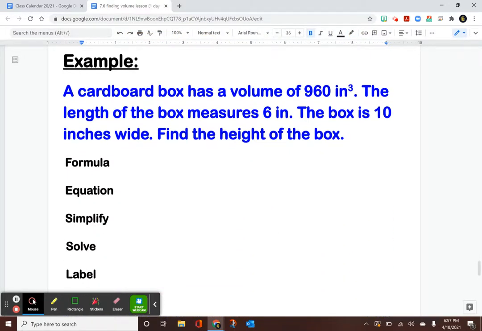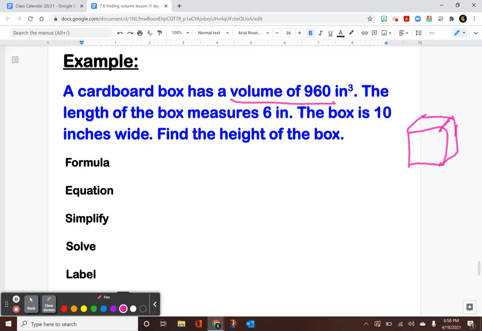Now, just because it's a story problem doesn't mean that anything changes. The process is still the same. I happen to have a cardboard box. If it helps to sketch it, go for it. This is a 3-dimensional cardboard box that I'm looking at here.